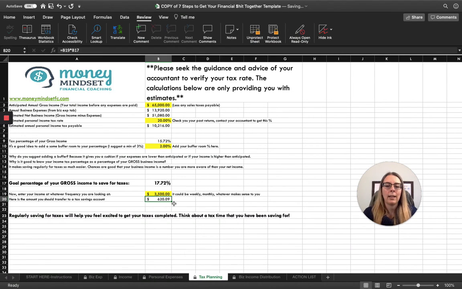So sounds pretty easy and straightforward, doesn't it? Probably not. But you can do this. This is the first step to being excited for tax time.